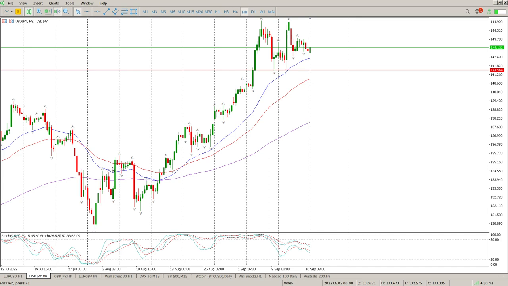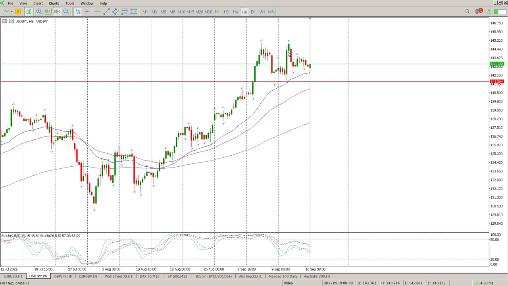Moving on to US dollar, Japanese yen. Pretty much a similar scenario. We are ranging here. Nothing really going on. Oscillators all over the place. In the middle here, no real structure at all.